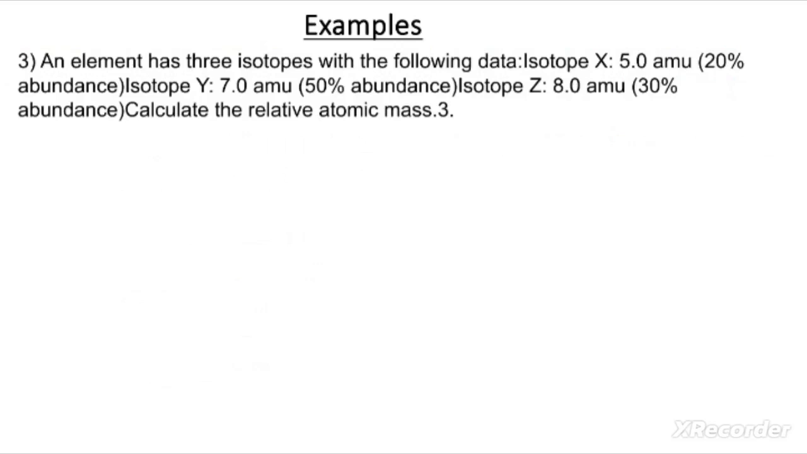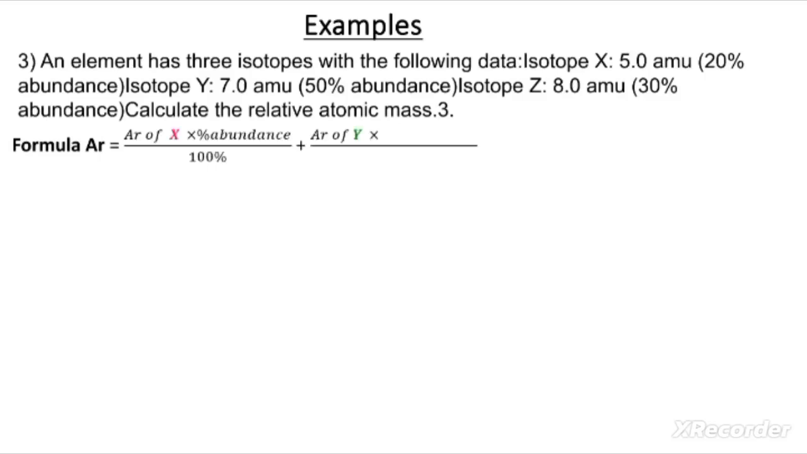So even here, the first thing that we are going to do is to write down the formula. So we are going to say the relative atomic mass is equal to atomic mass of X times the percentage abundance divided by 100%, plus atomic mass of Y times the percentage abundance divided by 100%, plus atomic mass of Z times percentage abundance divided by 100%.